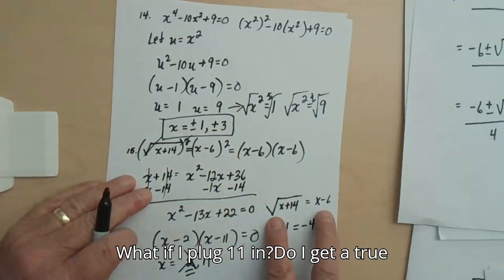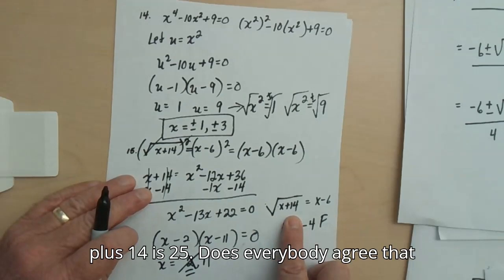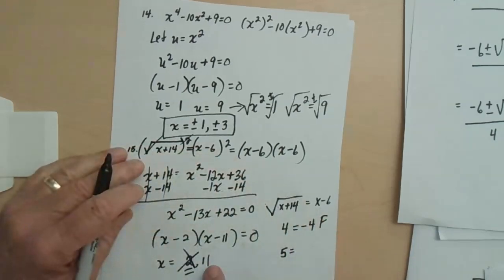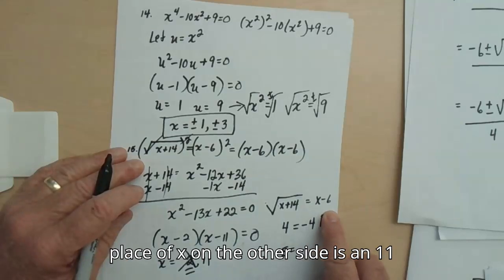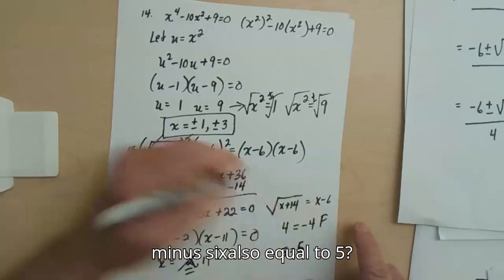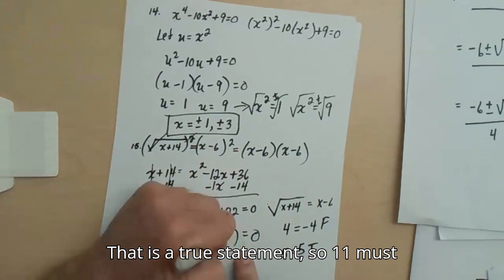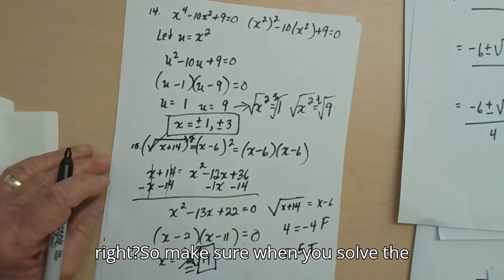What if I plug 11 in? Do I get a true statement? 11 plus 14 is 25. Does everybody agree that the square root of 25 is 5? But remember, I also got to plug 11 in place of x on the other side. Isn't 11 minus 6 also equal to 5? That is a true statement. So 11 must be the only solution to that equation, right?